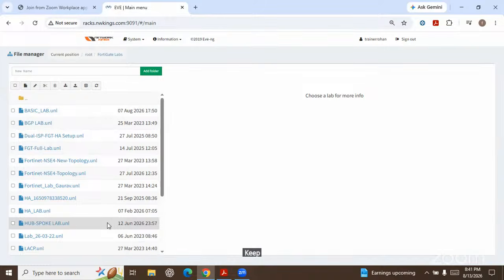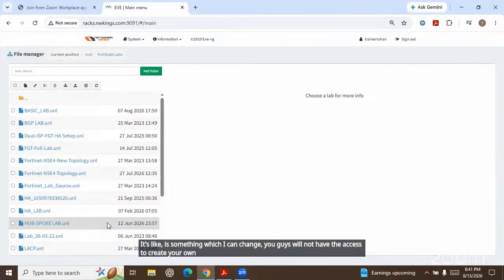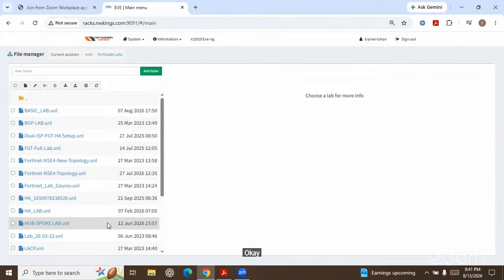Keep in mind, only the design setup will be changed, which is something I can change. You guys will not have the access to create your own labs or change the design. But rest all, whatever configuration you want to do, however you want to do, you can do it. You have free hand. No one is going to stop you from working with the labs. Clear?